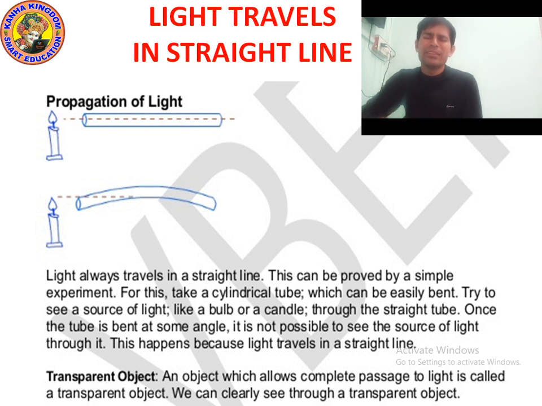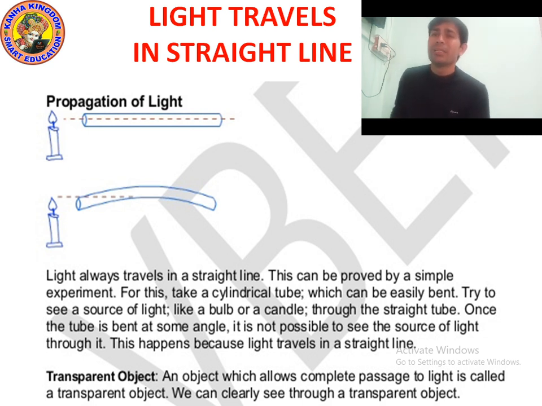Now make the pipe straight. If you make it straight, and now try to see the light which is coming from the flame of the candle, you can easily see it. So it proved that light always travels in a straight line.